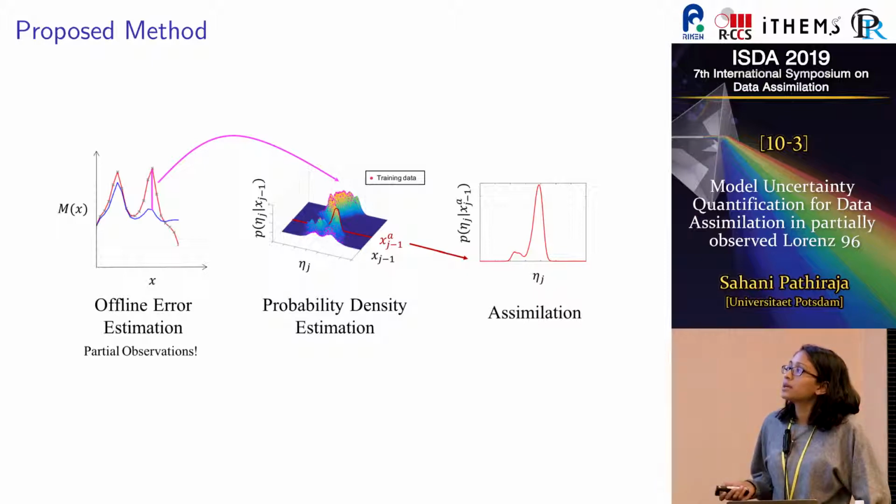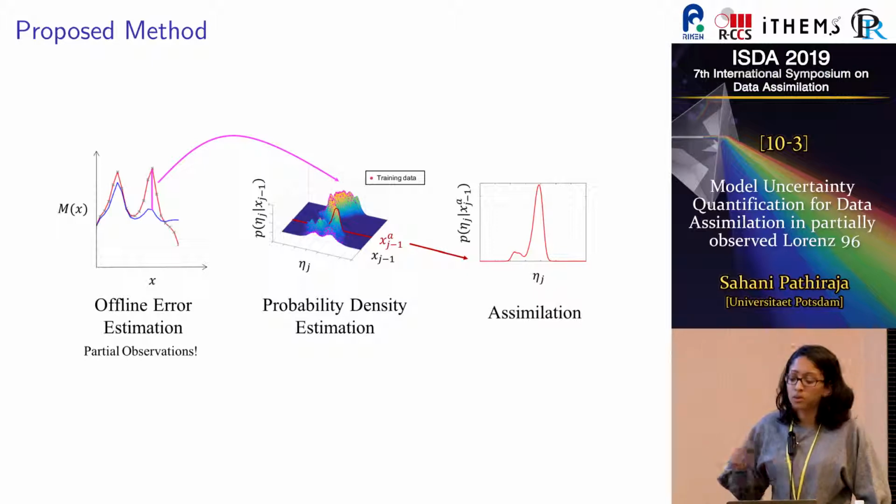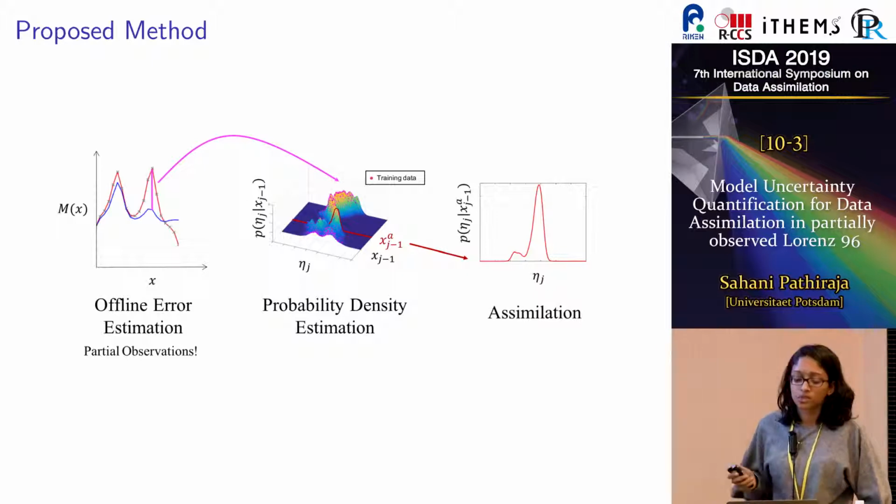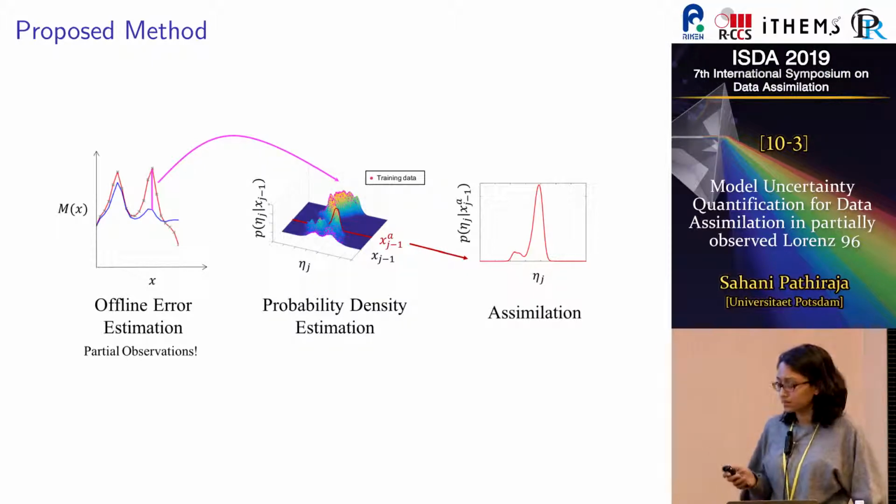And finally, all that remains is to then sample from this density during an assimilation process, specifically an ensemble assimilation process. So you would propagate your ensemble through your forward model and then sample from this density and add these samples to each of your ensembles or particles.